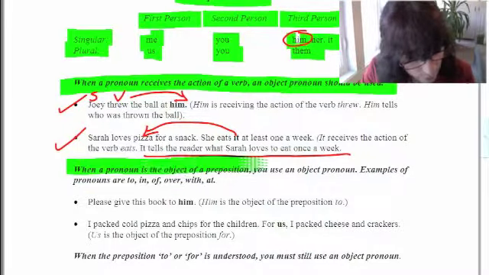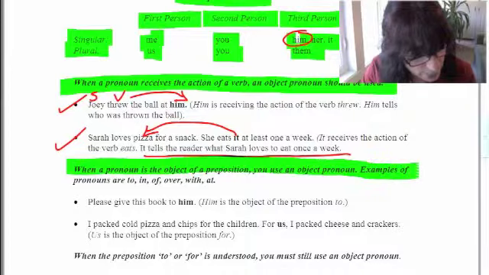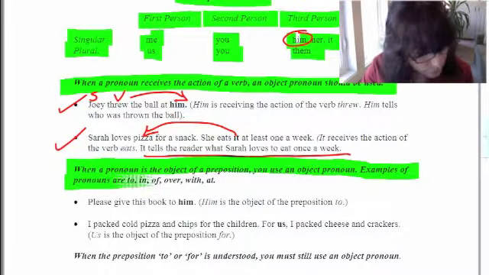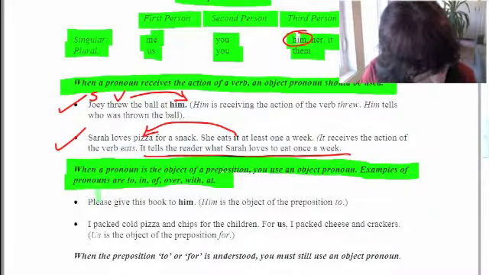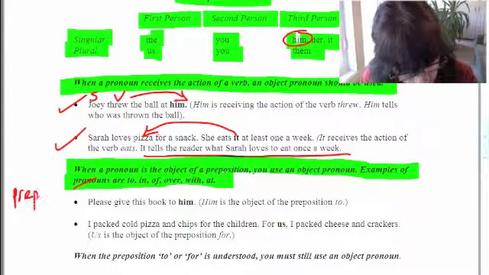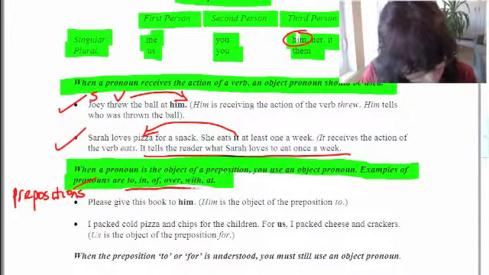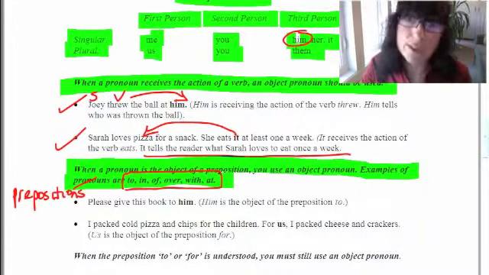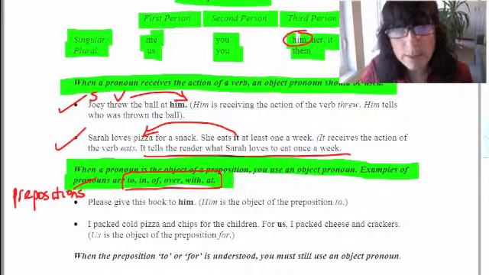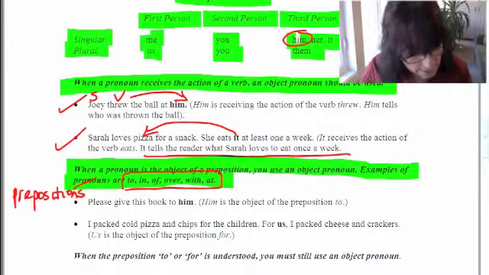Okay, next, when a pronoun is the object of a preposition, you're also using an object pronoun. Examples of prepositions, I'm sorry, that shouldn't say pronouns, that should be examples of prepositions, are, and here are some of them: to, in, of, over, with, at. There are many, many prepositions. And again, I have a video on prepositions if you'd like to look at that, because prepositions do begin prepositional phrases and they're important to sentences. So please give this book to him.